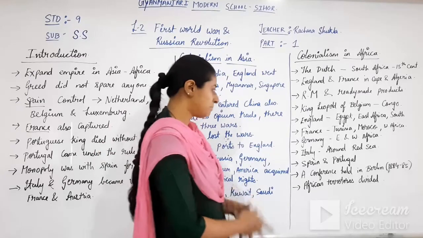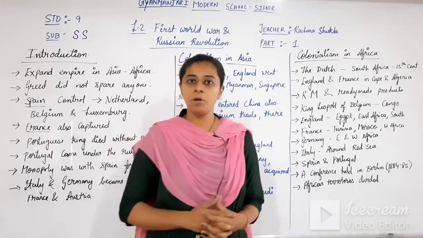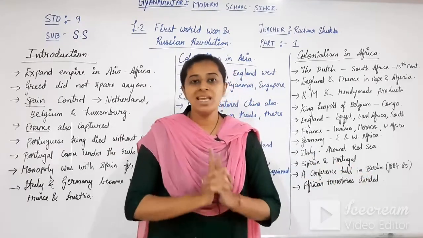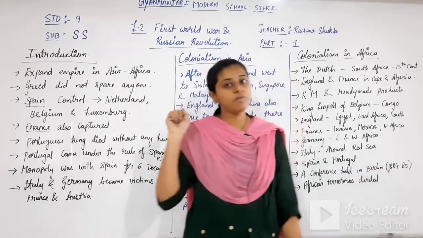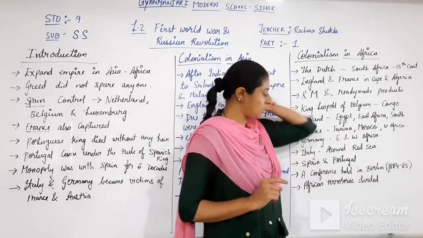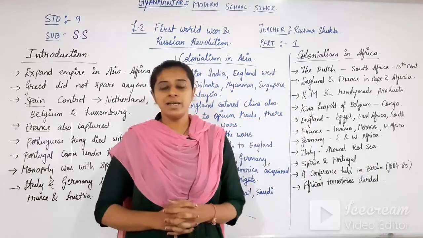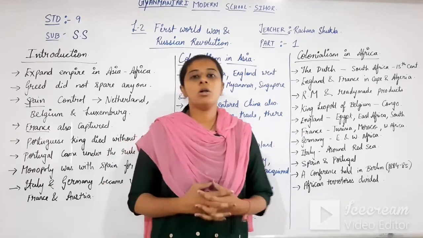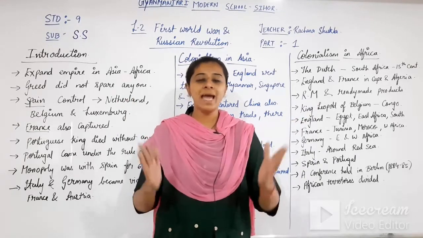Now what happened? A conference was held of the European countries in Berlin. See, I have written the name Berlin in the year 1884-85. So we are talking about the 19th century. In the years 1884 and 85, a conference was held in Berlin, and in this conference all the European countries got together and a meeting was held.